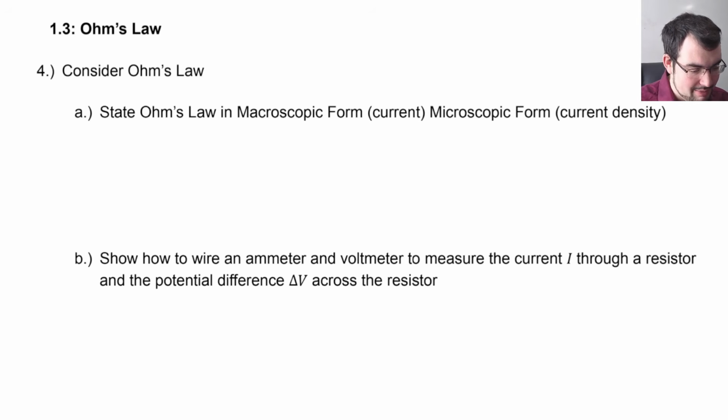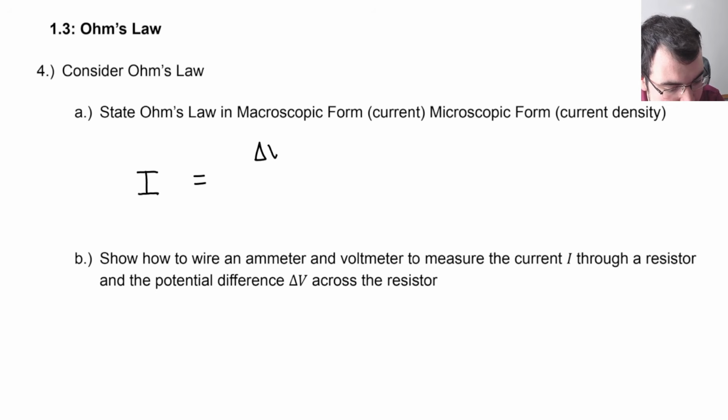What is Ohm's law in macroscopic form and microscopic form? So in macroscopic form, this is what we're familiar with, is just the total current in a resistor is the potential difference across it divided by resistance. And for microscopic form, the electric field strength, the current density.